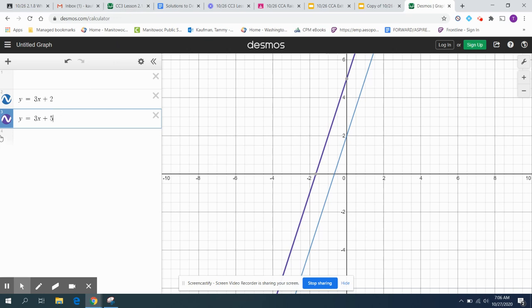So the effect that slope has on our equation, it changes the steepness of the line. The effect that the y-intercept has kind of changes the placement.